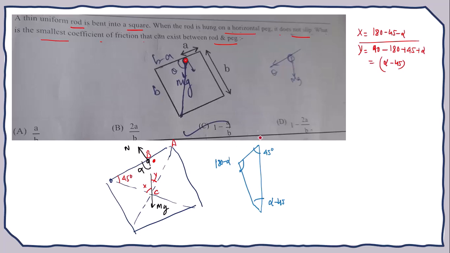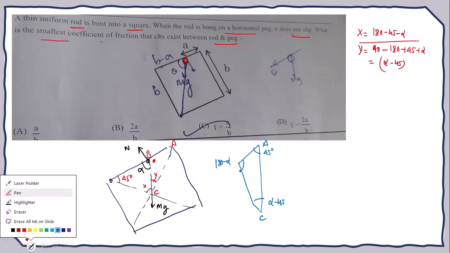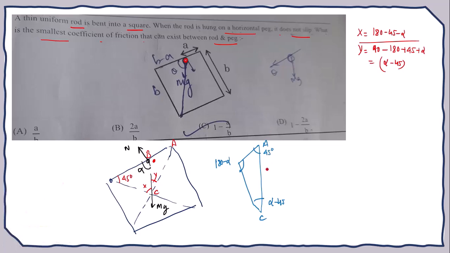Now for this triangle, can I say the distance AC is half of the diagonal? The diagonal is b root 2, so AC is b by root 2. And this AB distance is given as a. Now apply the sine rule for this triangle. So can I write a by sine of alpha minus 45 equals b by root 2 sine of 180 minus alpha. Now sine of 180 minus alpha is sine alpha, so I am getting b by root 2 sine alpha.